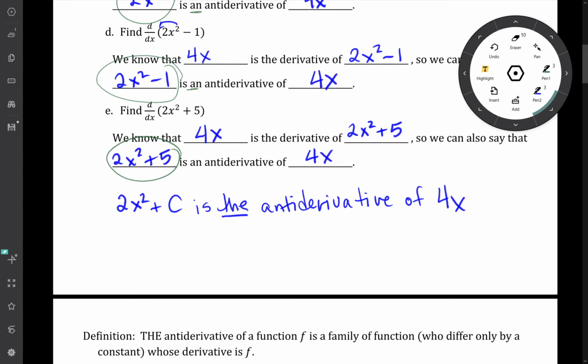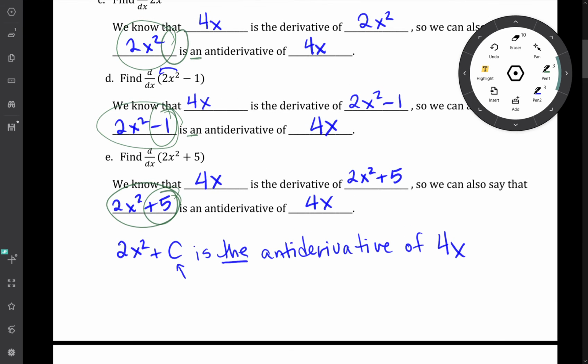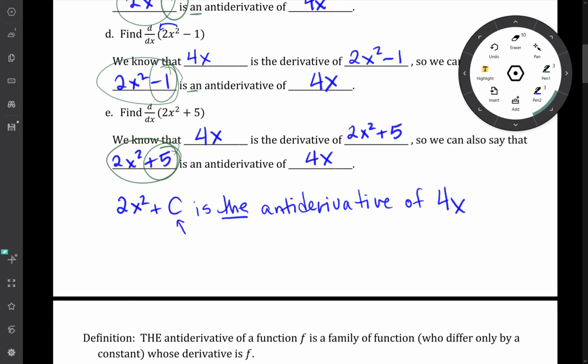So again, that the is important. The antiderivative of a function is not a single function. It's going to be a family of functions who only differ by this plus c. So c here can take on any real number value. It can be a positive 5, it can be a negative 1, back up here, it could be 0, it can be any real number. And what that represents graphically is vertical shift.